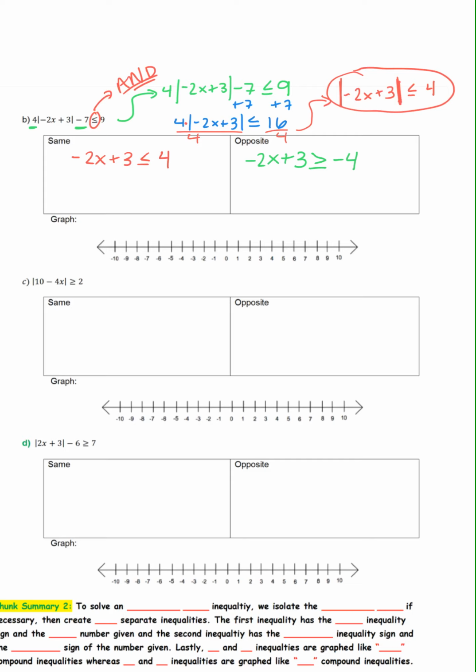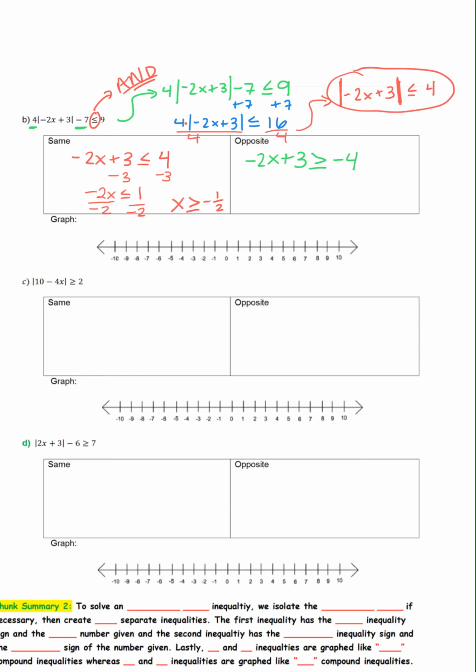All right, let's go back to the red guy and solve that one. You need to do the opposite of addition or subtraction first. I see addition, so I'm going to subtract 3 on either side. Then I get negative 2x is less than or equal to 1. I'm going to divide by negative 2 on either side, and oh, something happens. I'm going to have x, and instead of less than or equal to, it's going to become greater than or equal to negative 1/2. It's not 2, it's a half.